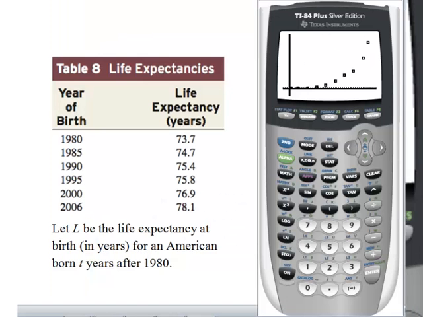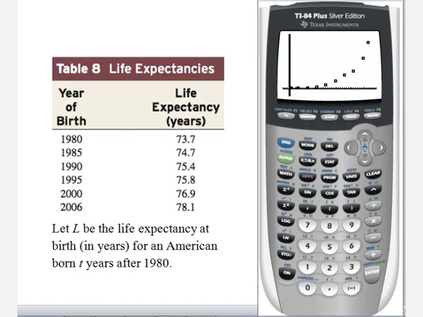And as we can see, the calculator picks the corresponding scale on the x-axis and on the y-axis very quickly. Let's do another example. In this example, we are using Table 8, life expectancies. We're given the raw data, year of birth, and the corresponding life expectancy measured in years. If we let L be the life expectancy for an American born at T years since 1980.